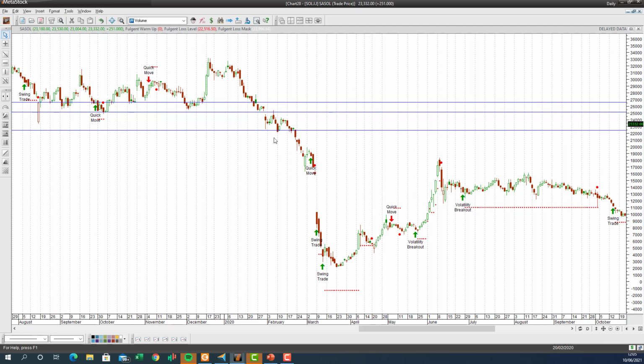So that resistance comes from these lows here. And you can see there was a sell signal there, incidentally. Quick move there, but that collapsed. So that one's negative. That one's profitable. That one's negative. This one was also profitable.